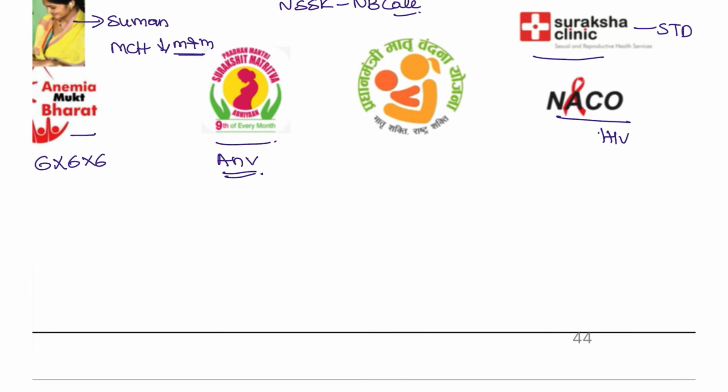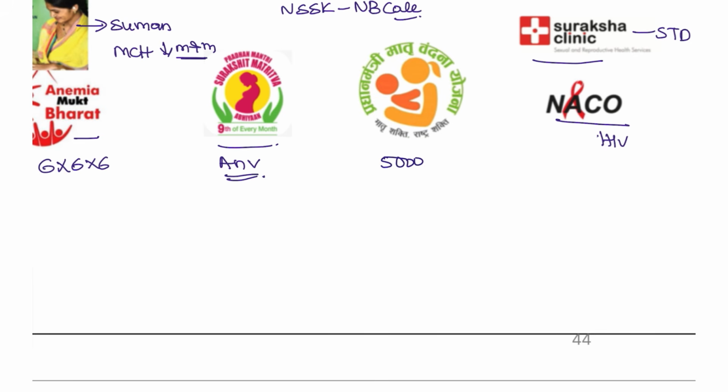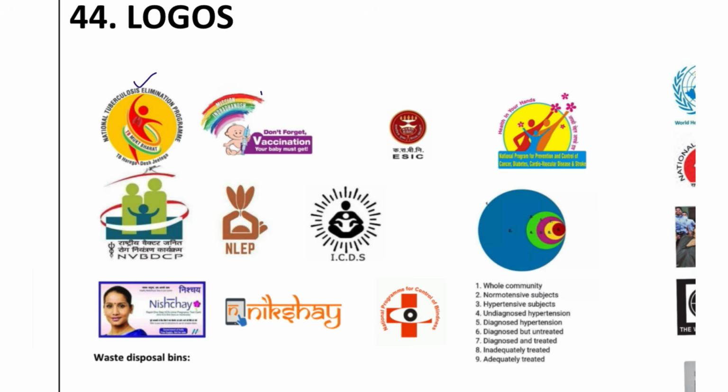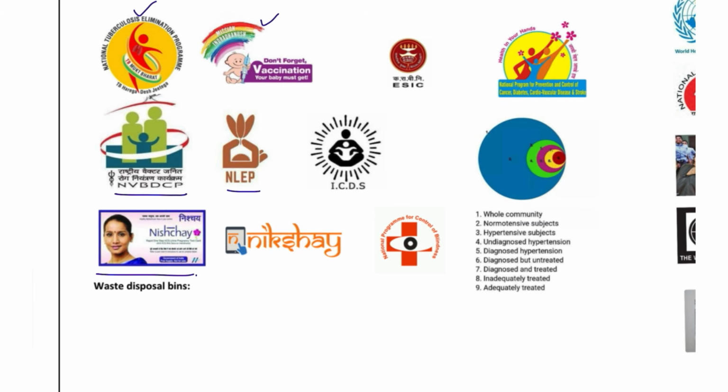And here you can see the incentives: 5,000 rupees is for the first child and 6,000 rupees is for the second girl child that you are going to give. Next, logos. This is for TB. This is for immunization, leprosy, vector-borne diseases. Nishchay is the one used for the pregnancy kit. Nikshay is for TB.